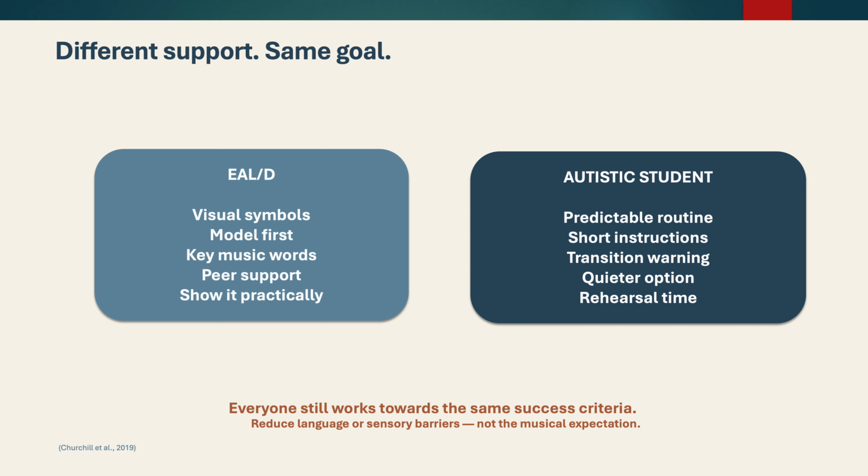Importantly, these adjustments do not lower expectations. Both students are working towards the same learning intention and success criteria. I am adjusting how they access and demonstrate their learning. This reflects inclusive differentiation and APST 1.2 and 1.3, responding to learner diversity while maintaining meaningful and appropriately challenging learning goals. AITSL 2011 and Churchill et al. 2019.